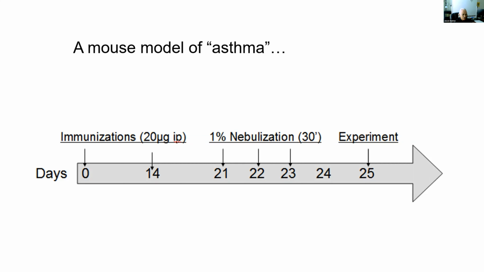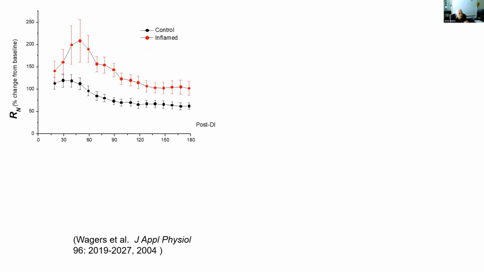And then you can do an experiment shortly after that and find out that they are in fact hyper-responsive to challenge with methacholine aerosol, which is a standard procedure that is used to test human asthmatics to see if they are developing asthma. So here what we did was we subjected mice to about 40 seconds of methacholine challenge and then turned the methacholine off at time 0 here. And for the next 3 minutes, followed the progress of that RN parameter.